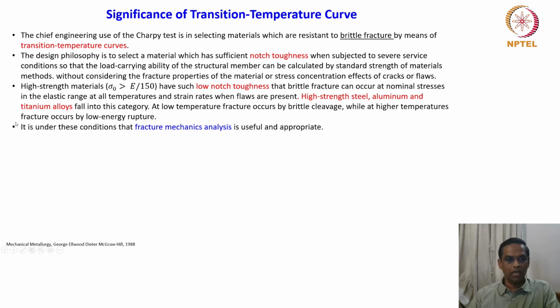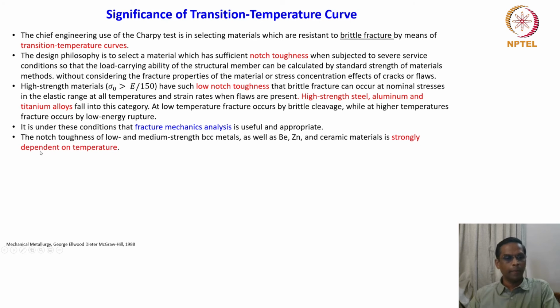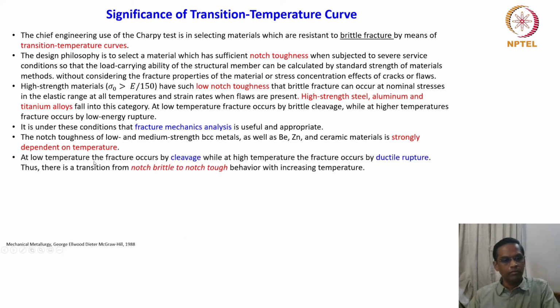Okay, I will not elaborate here. We are only talking about impact testing. We will discuss this in detail when we get into fracture mechanics analysis. The notch toughness of low and medium strength BCC metals, as well as beryllium, zinc, and ceramic materials, is strongly dependent on the temperature. This we know already. At low temperature, the fracture occurs by cleavage, while at high temperature, the fracture occurs by ductile rupture. Thus, there is a transition from notch brittle to notch tough behavior with increasing temperature.